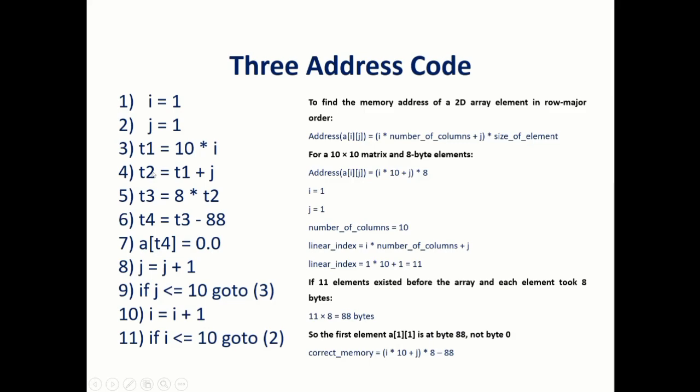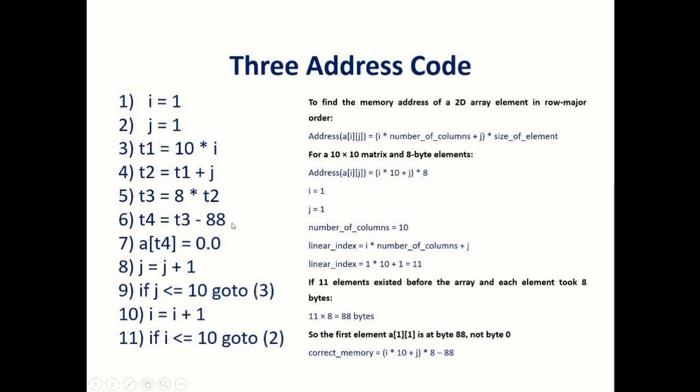Next, temporary variable T2 equal to T1 plus j. Here plus j means move to the column inside the row. Next, temporary variable T3 equal to 8 into T2, which means we multiply by 8 bytes, that is, each element takes 8 bytes in memory. Then we subtract 88 from T3, and the result is stored in the temporary variable T4.